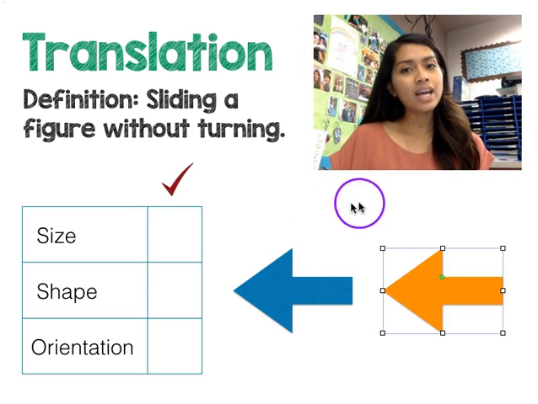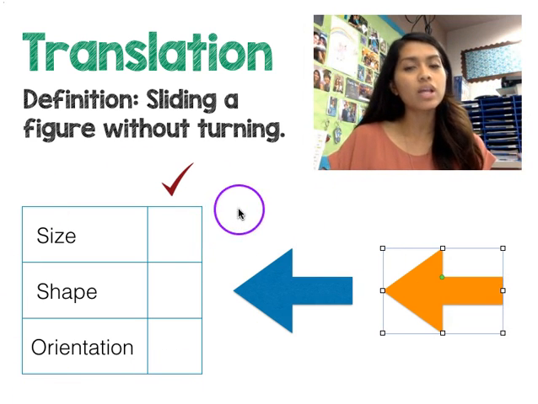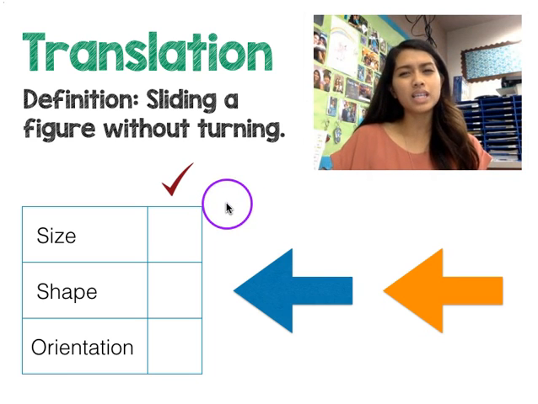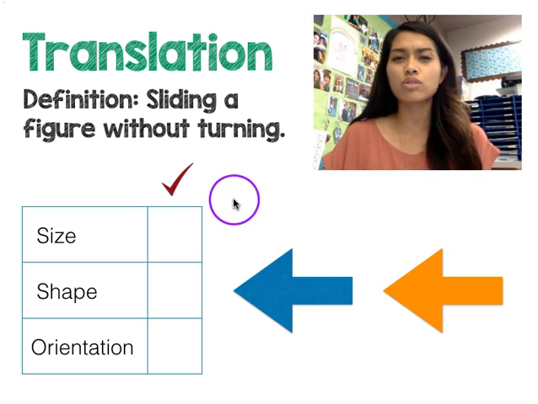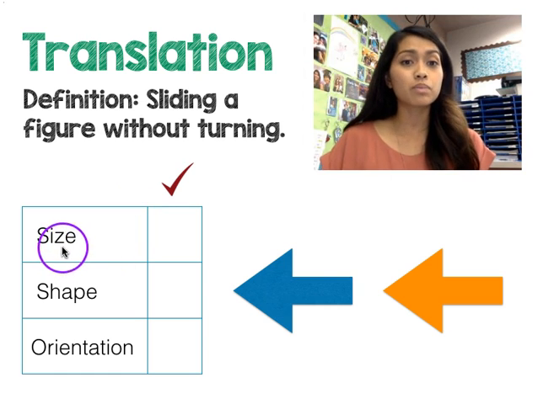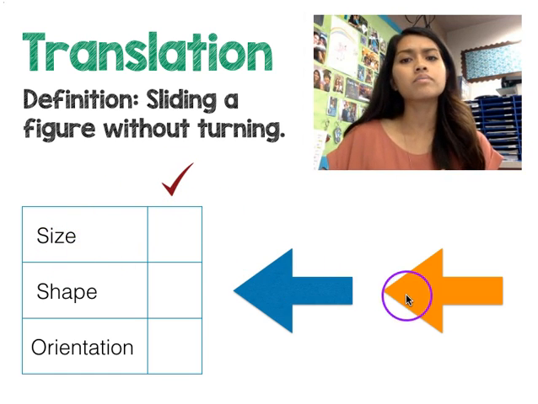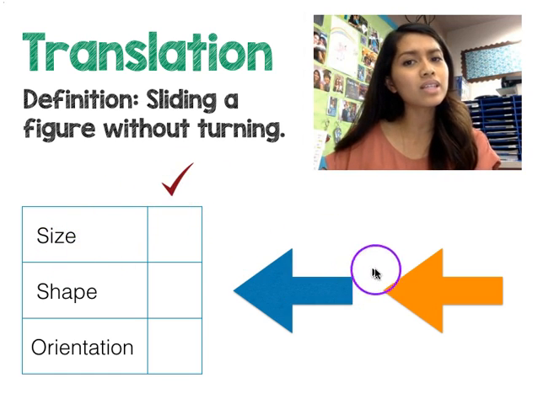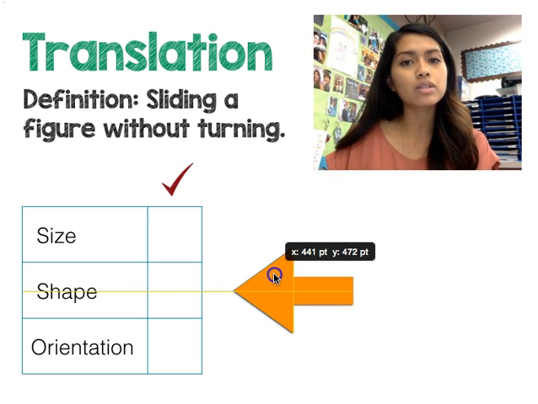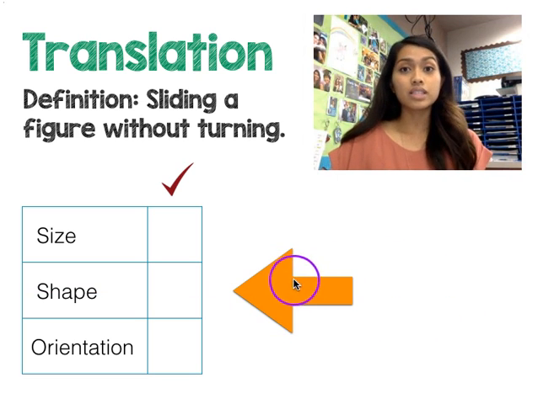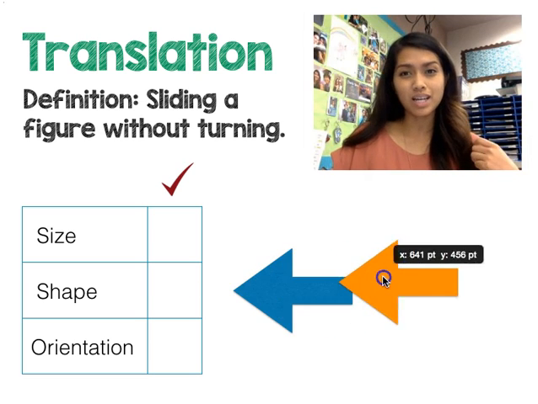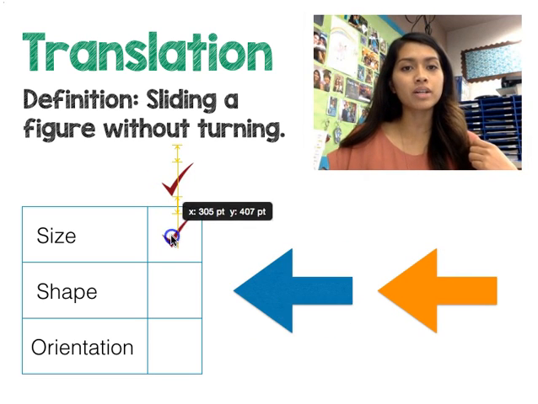So now if you take a look here at our table, let's talk about what it keeps. What does it preserve? When I translate a figure, what happens? Does it preserve size? I think so, because they seem to be the exact same size. Even if I put it right on top of each other, you'll notice it looks like there's only one because they're exactly the same size. So I'm going to go ahead and put a check mark there.